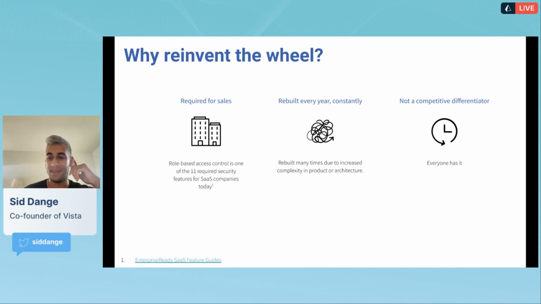So you end up actually having to rebuild this many different times because your product evolves. It gets more complex. You add new lines of business. You split services. So your architecture also gets more complex. So it turns out this has to be rebuilt 6-7 times, which is pretty much every year. And ultimately, everyone has this, so it's not really a competitive differentiator. So why would you spend time building this yourself over and over when you can instead work on more competitive features that move the needle?